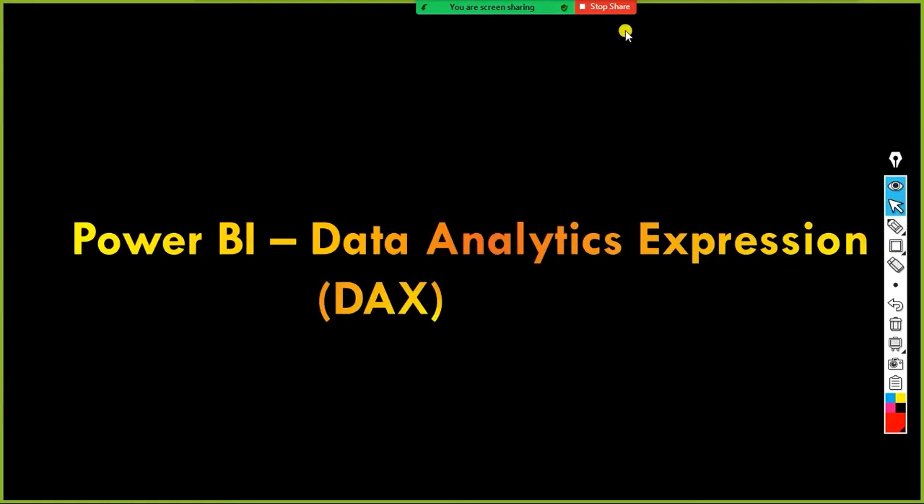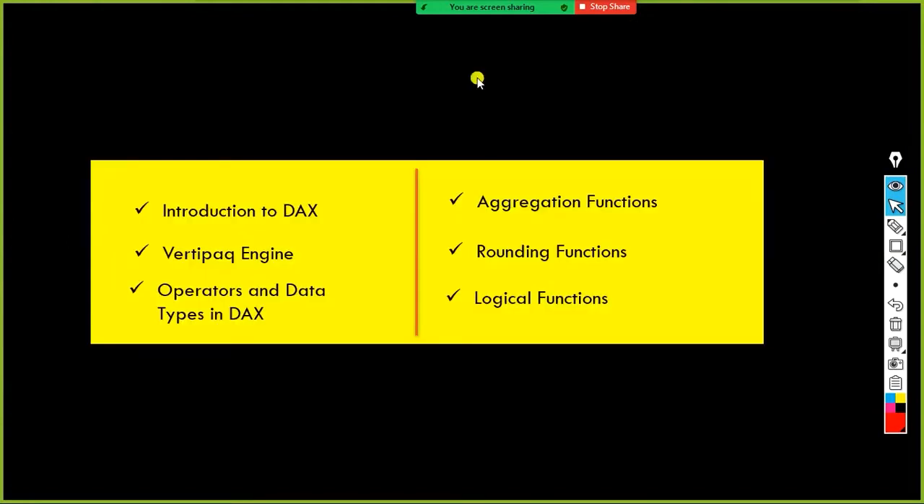Today we will start the DAX topic. As part of the DAX, we'll give you an overview of what DAX is all about, why we need to use DAX, and when to use DAX functions. We will also take a deep dive to understand the mechanics behind the DAX functions, the architecture, the VertiPaq engine or xVelocity engine, and then explore the different types of operators and data types available in DAX. Followed by this, we will look at the aggregation functions, rounding functions, and logical functions.